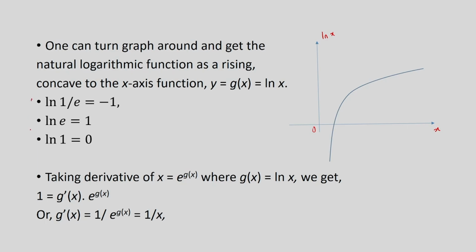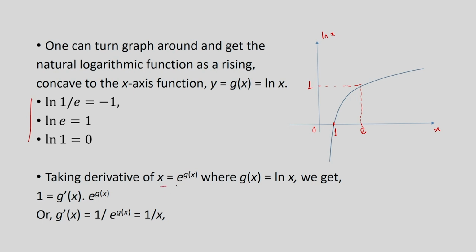And here are some basic properties of the log function. If you take log of 1 divided by e, you will get minus 1, because log of 1 divided by e is equal to log of e to the power minus 1, and that becomes minus 1. Log of e is equal to 1 and log of 1 is equal to 0. So basically this point is 1, and if you have some point here which is 1, then this should be e.